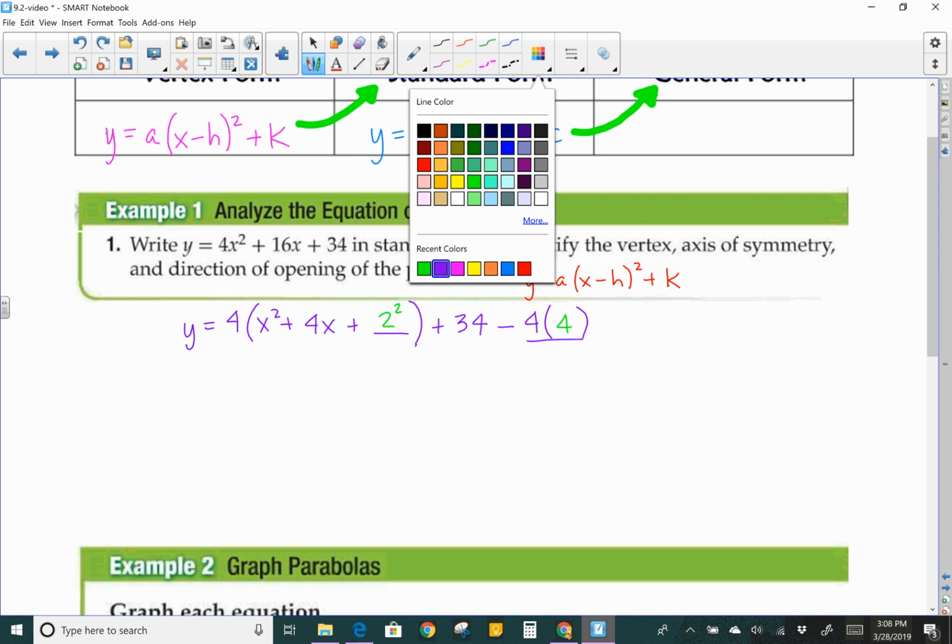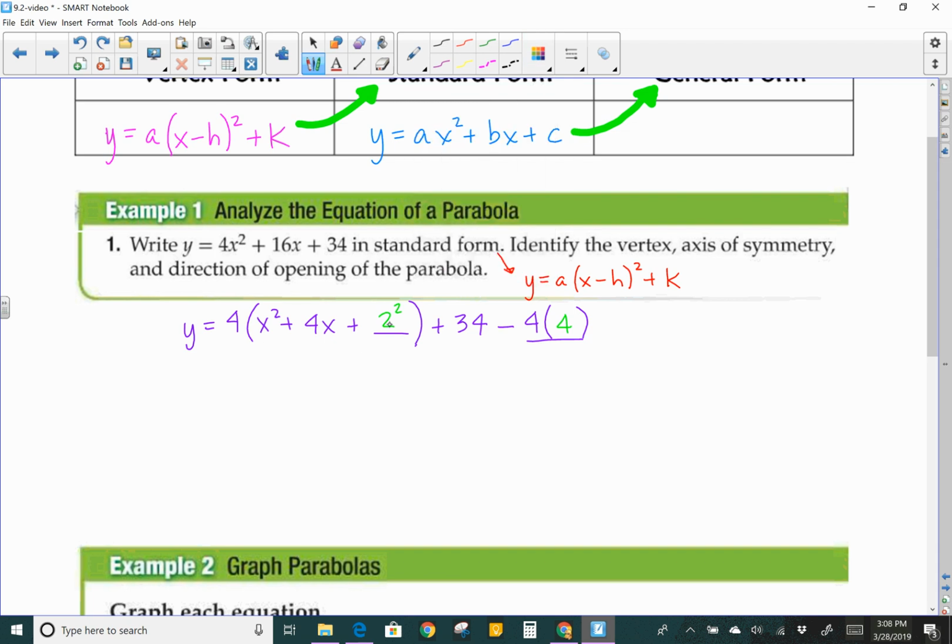When I come back, this is going to be easy to factor: y equals 4 times (x plus 2) quantity squared. Just to refresh your memory, this without the exponent, this without the exponent, and it always takes that sign right there, so you're getting something from every term. And then 34 minus 16, of course, is 18. I didn't write that correctly. So that is my standard form of the parabola.